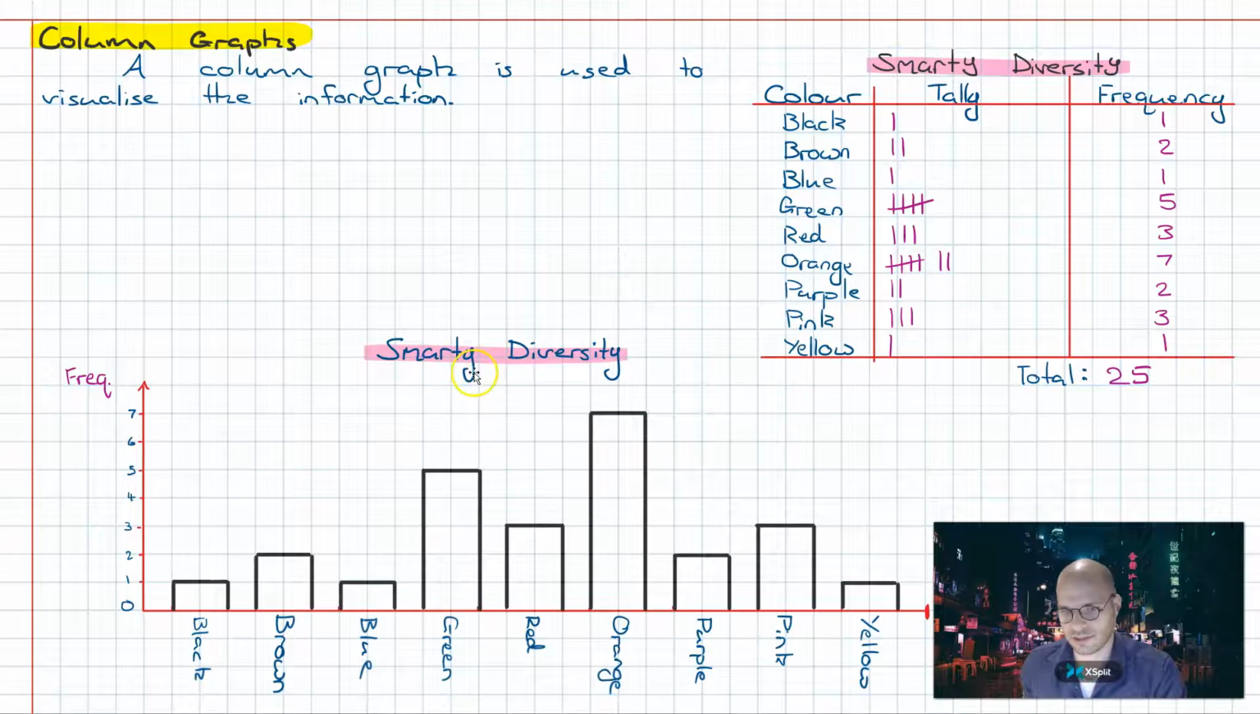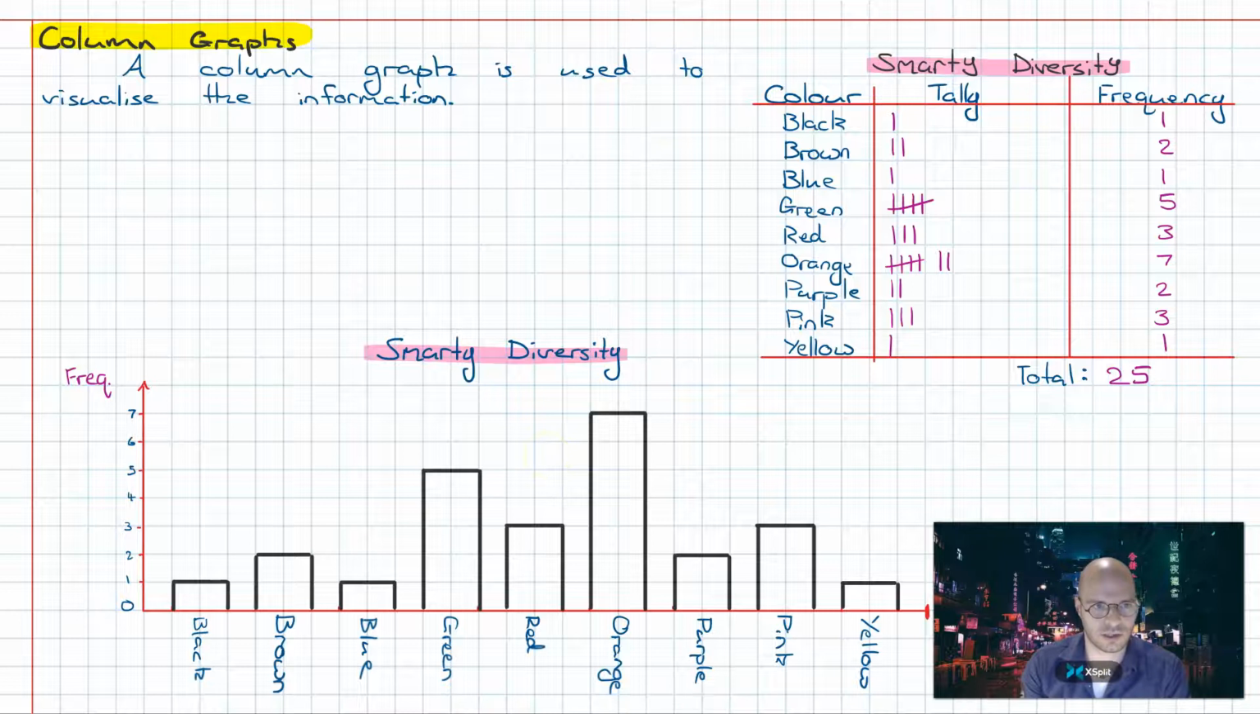Notice that this is the exact same name as the tally and frequency table over here. The reason for this is that both of these figures represent the same data, as in they represent the same information. The only difference is that this one is in a graphical mode and this one is in a tabulated mode. Again, the reason why we use this one over here is because a picture paints 1,000 words and it's easier to digest pictures.